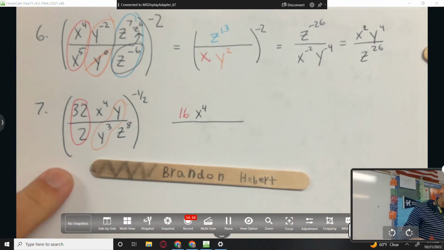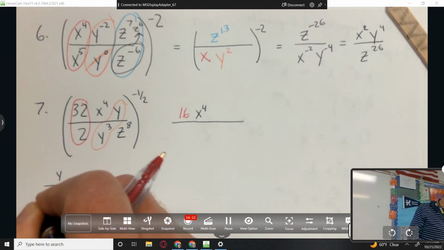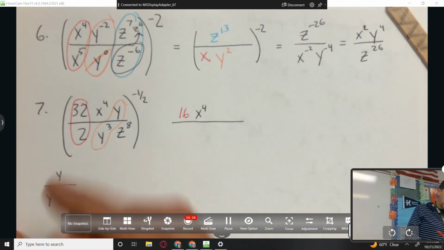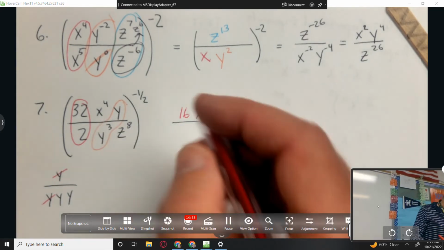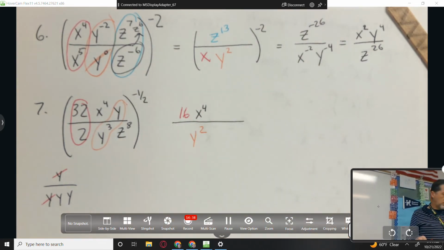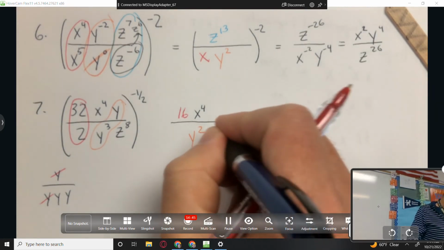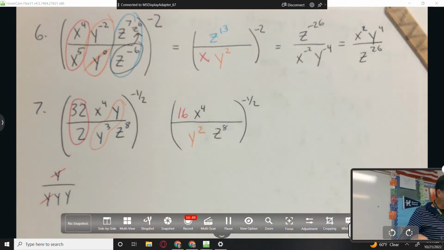Okay, so let's come out to the side. So there's a y in the top, and there's 3 y's in the bottom. So one of the y's will cancel, and that leaves 2 in the bottom. The other way to do it is to just subtract. 3 minus 1 is 2, and put it where the big one was. So y squared in the bottom. And then there's a z to the 8th still in the bottom. And then all of that to the -1/2.